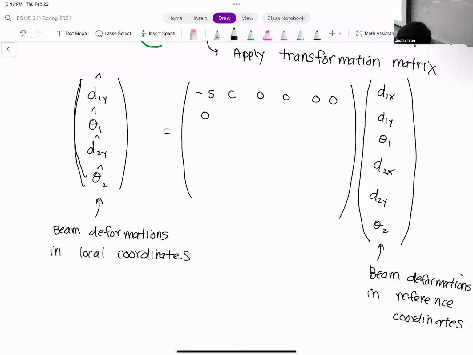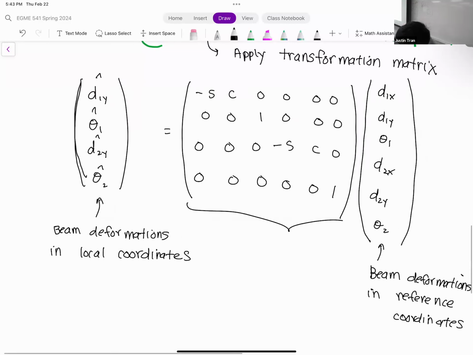Just for the sake of time, I'm just going to give you the transformation matrix, but the idea is the same as our truss one. So right here is our transformation matrix.